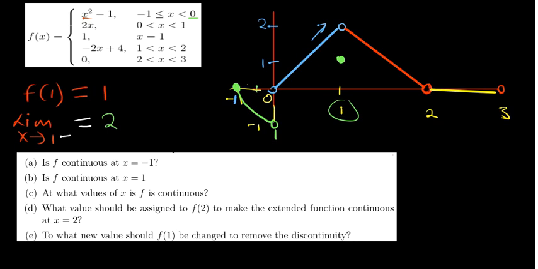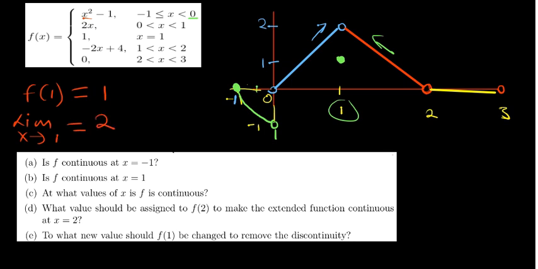From the positive side, after 1, it's also coming towards the same point as it reaches 1. So it's also equal to that, which is the limit as x approaches 1 from the positive side. Since that is the case, we can clearly say that the entire limit as x approaches 1 is thus equal to 2.